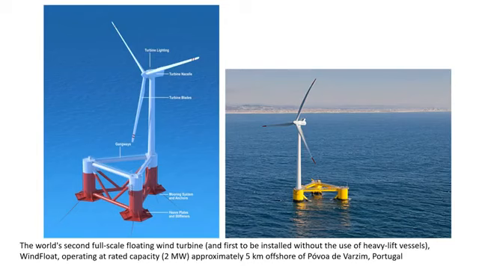Here is the picture of the world's second full-scale floating wind turbine and the first to be installed without the use of heavy lift vessels. WindFloat operating at a rated capacity of 2 MW, approximately 5 km offshore of Póvoa de Varzim in Portugal.